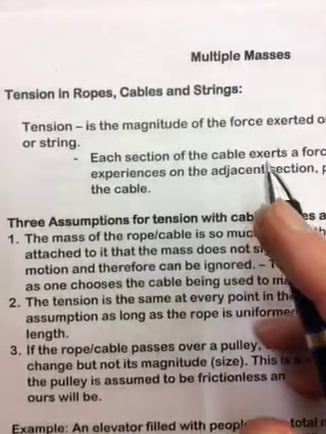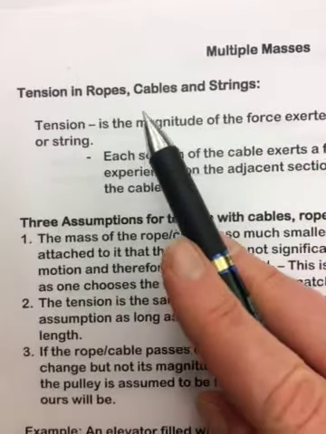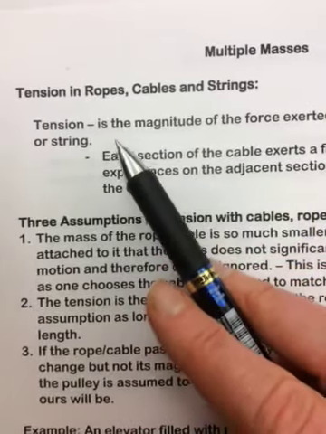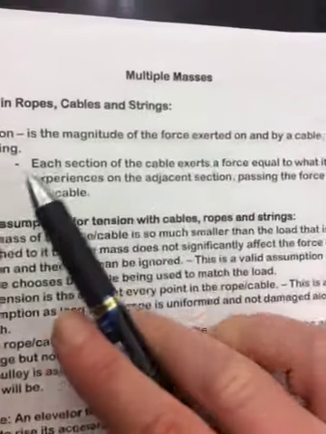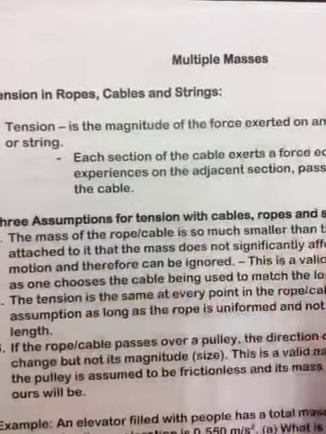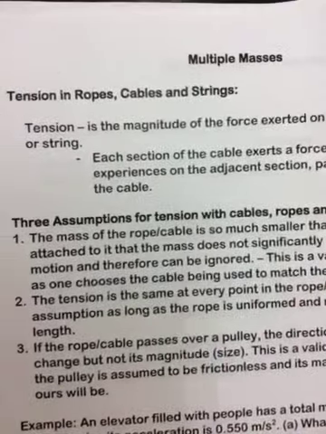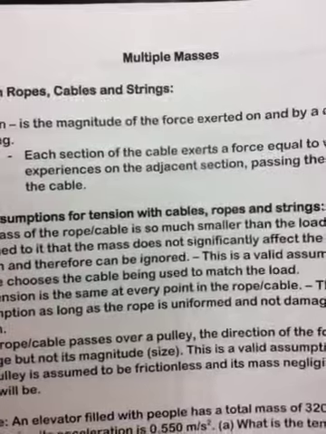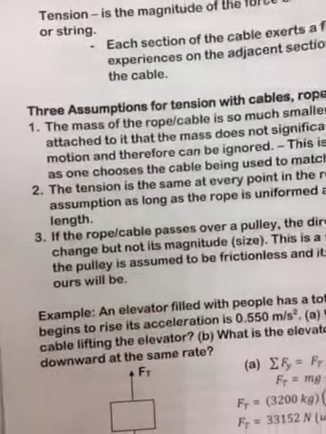Okay, so just to finish up what we were talking about today in class. We were talking about tensions in rope, strings, and cables. We came up with the definition of tension: the magnitude of a force exerted on or by a cable, string, or rope. Each section of the cable exerts a force equal to the one that it experienced on the adjacent section, passing it down the cable. We had three assumptions.